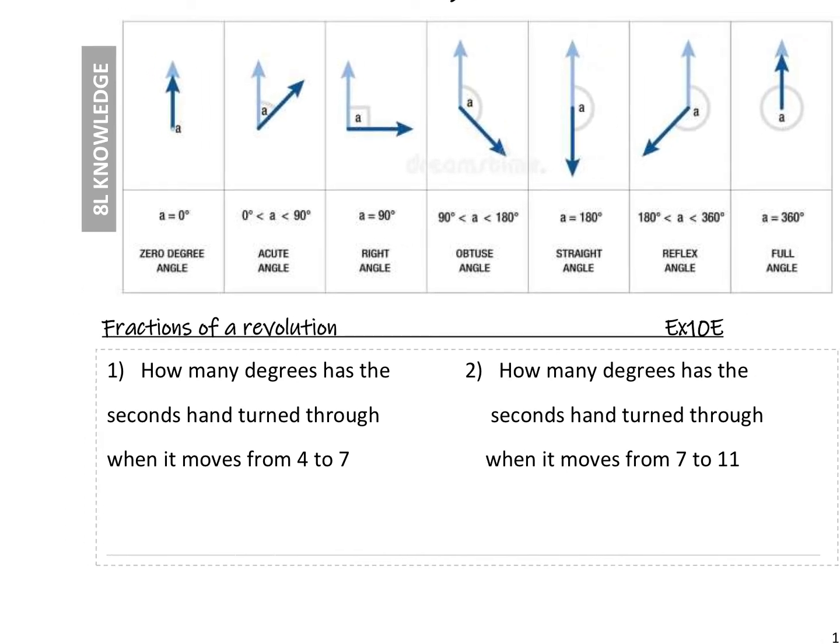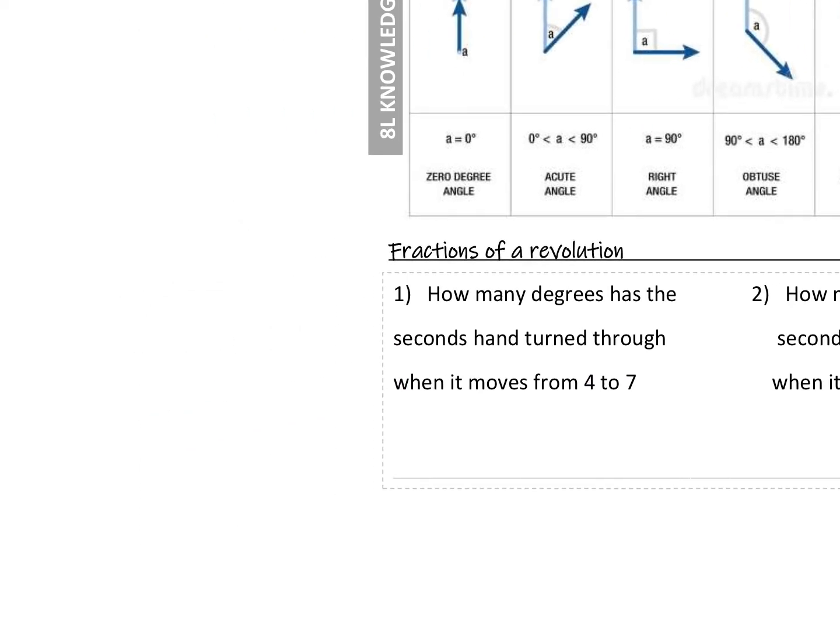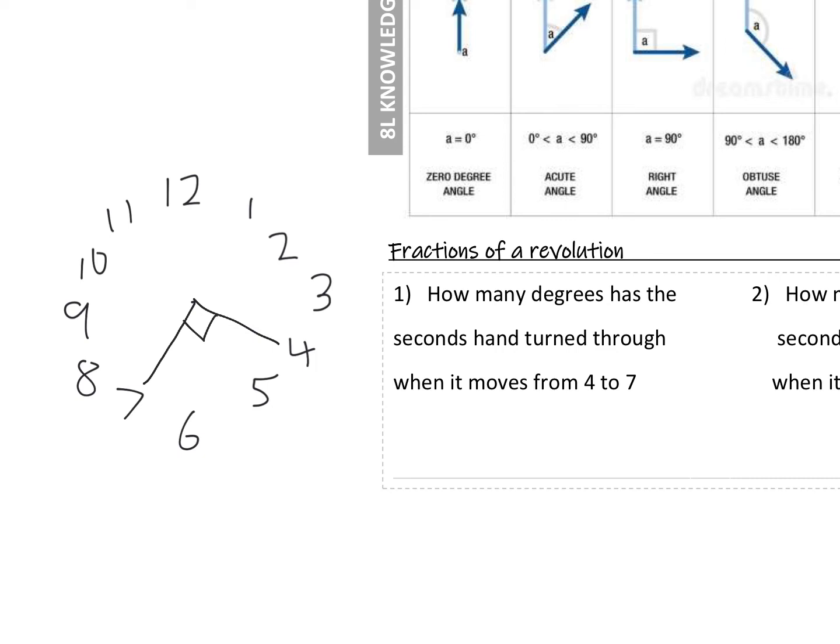Fractions of a revolution. How many degrees has the seconds hand turned through when it moves from 4 to 7? So if you take your clock, at the top you've got 12, then 1, 2, 3, 4, 5, 6, and 7, 8, and 9, 10, 11, and 12. So if we go from 4 to 7, try to make sure you got a center there, you'll see that that is 90 degrees.